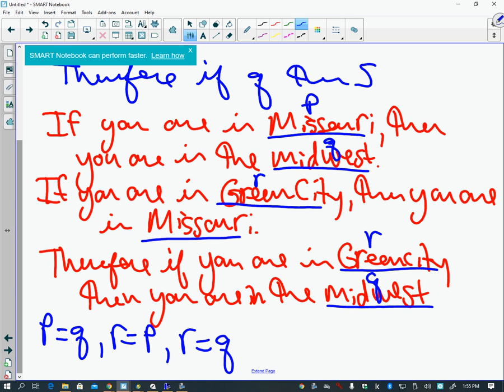We got P to Q. We got P to R. We've got Q to P. We've got Q to R. We've got R to P. We've got R to Q. Is everything connected? Yes. Okay. So we would say, yes, our conjecture is valid. Does that make sense? Okay.